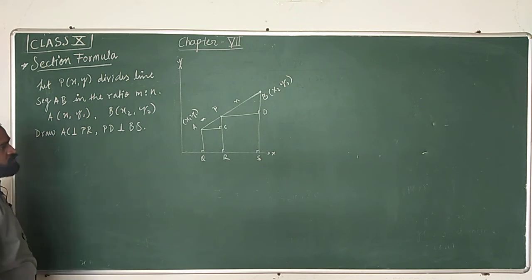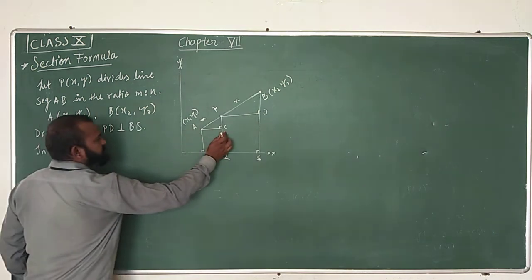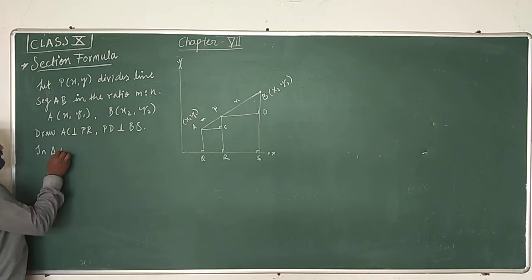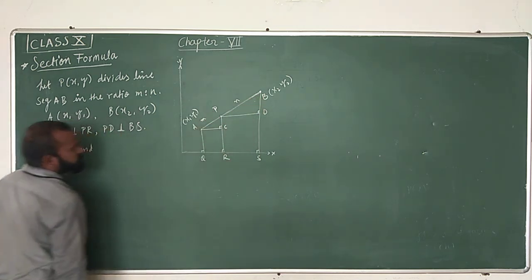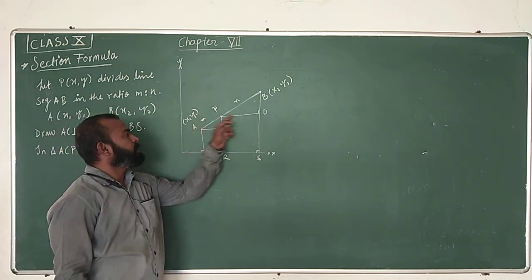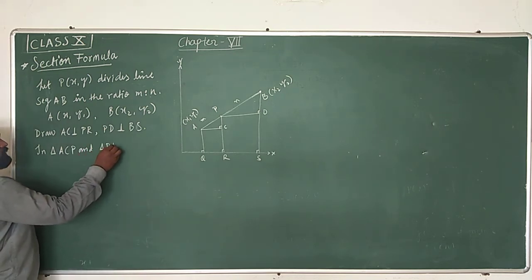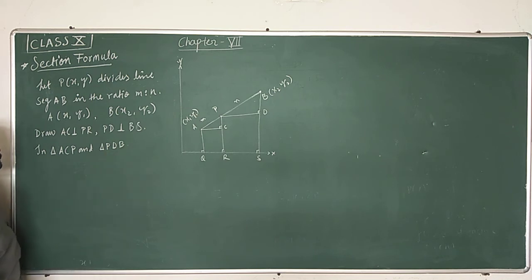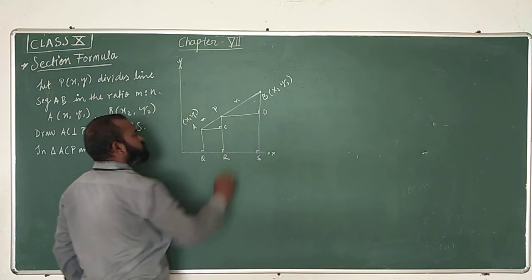Now see here. In triangle ACP and triangle PDB, what can we see here? This angle is 90 degrees, and this angle is also 90 degrees.